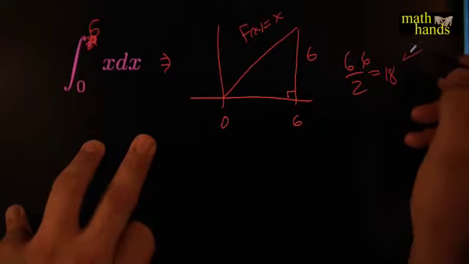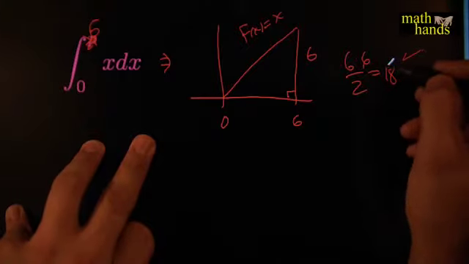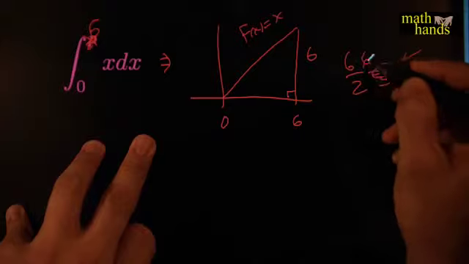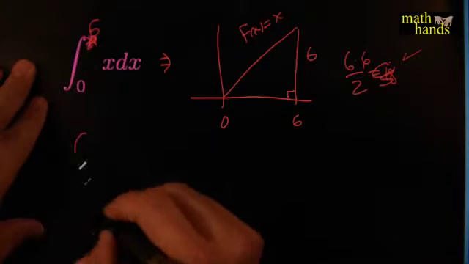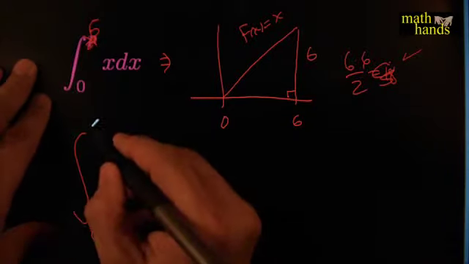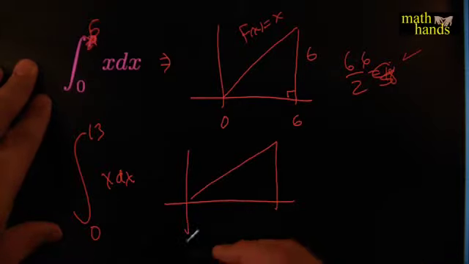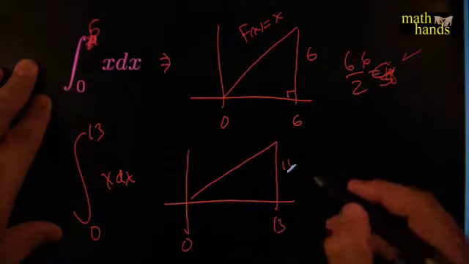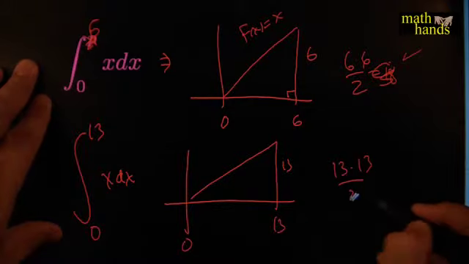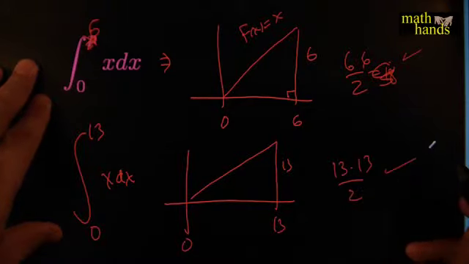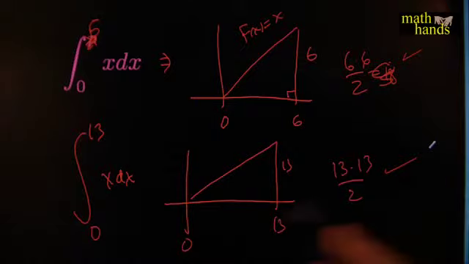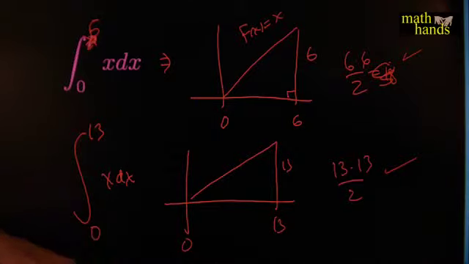Oh, that was too easy. In fact, you don't want to say 18. You want to say 6 times 6 over 2, because you don't want to hide the pattern here. Let's look at the pattern. From 0 to 13, x dx. Well, that would be the triangle from 0 to 13. At 13, you would plug in 13, so it's just 13 times 13 over 2. Base times height divided by 2. Check. All right, so if you had to guess, what is the pattern here?